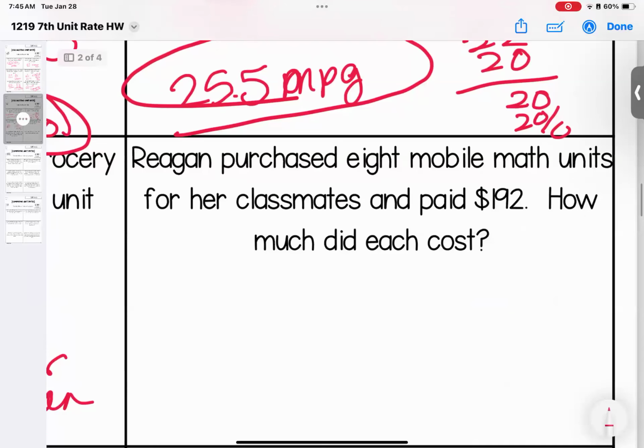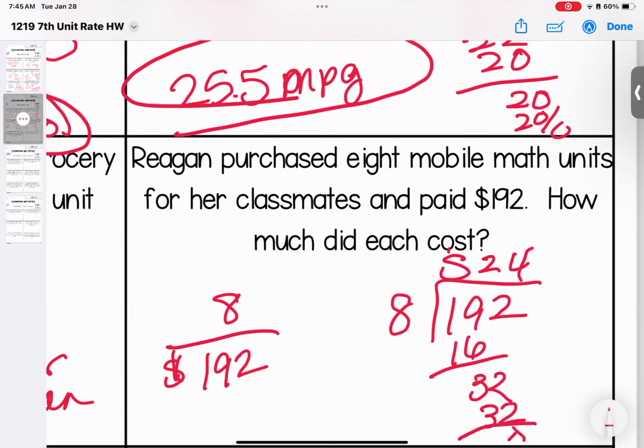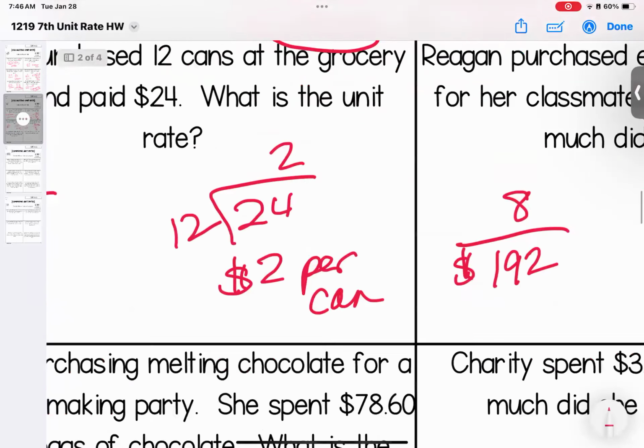Reagan purchased 8 mobile math units for her classmates and paid $192. How much did each cost? The unit rate per calculator. 8 times 2 is 16. 8 times 4 is 32. So she paid $24 per calculator.